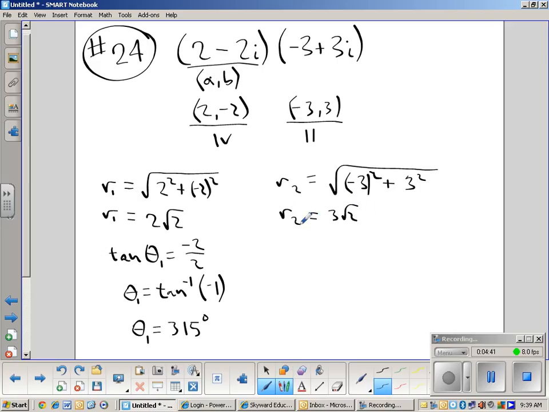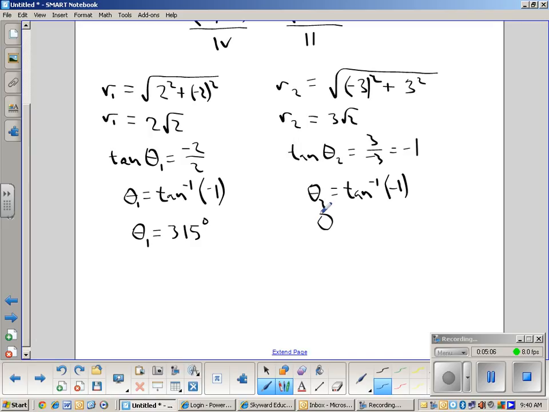Right? We said it's in quadrant 2. And so tan theta 2 is going to equal 3 over -3, which is -1 again. So the inverse tan of -1 in quadrant 2 is 135. Again, it's a 45-degree angle, but we're in quadrant 2, so that's 135 degrees. Okay? So now we can apply our rule.